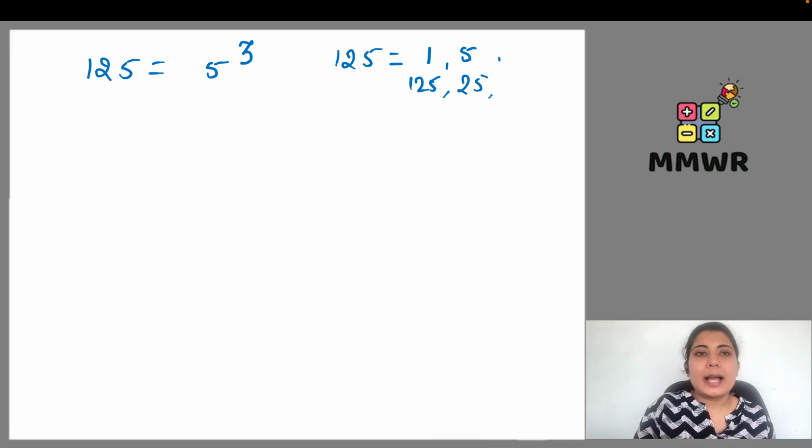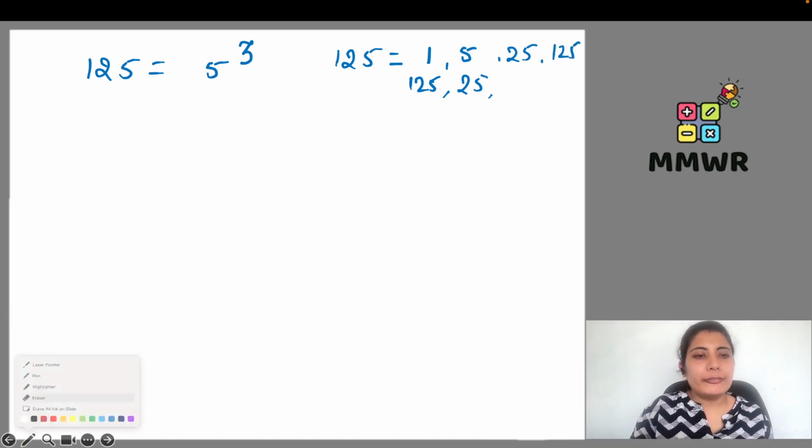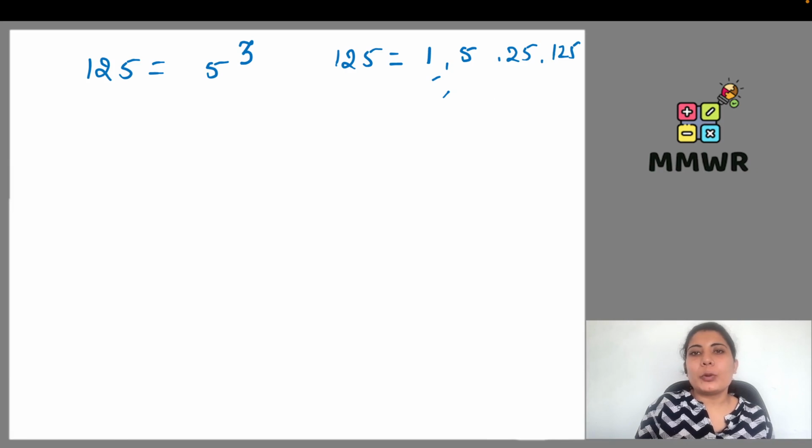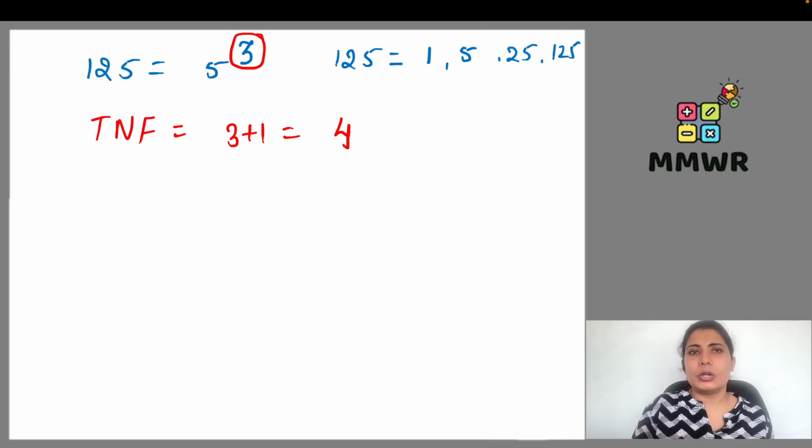So only how many factors are there? 4 factors are there. How many factors are there of 125? I have a total of 4 factors: 1, 5, 25 and 125. So for total number of factors, 3 is in the power. 3 plus 1 gives me 4. Nothing else is there, so what will we multiply with? So I am showing both the methods here.